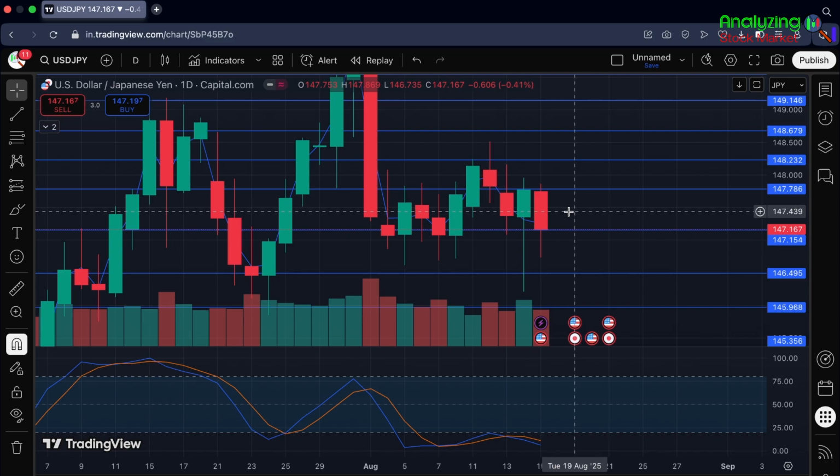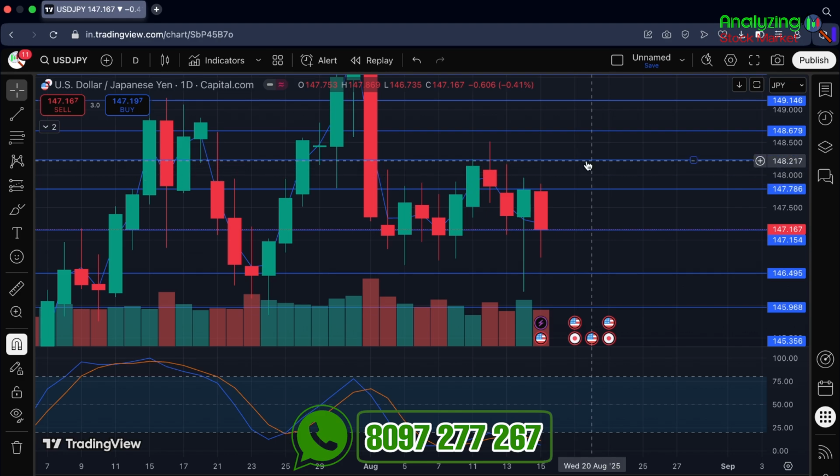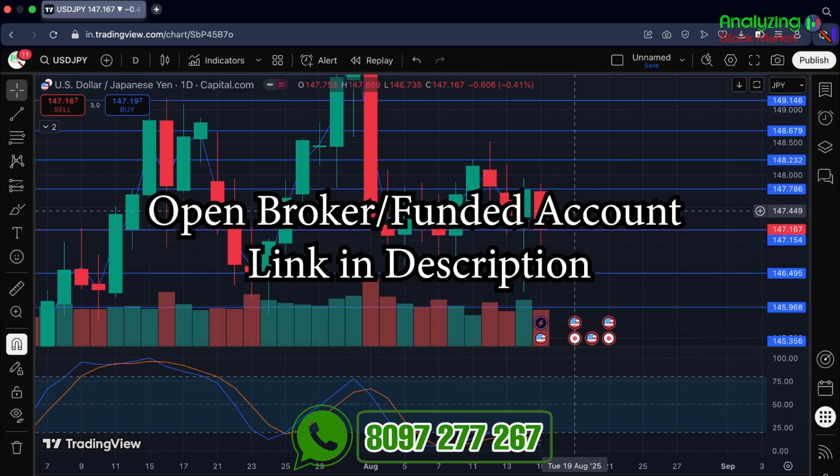If you're going for any long position, then only go for a long position once 147.786 gets breached and a one-day candle gets closed above this level. After this level, we can see a move till 148.232. So overall, my expectation is negative.